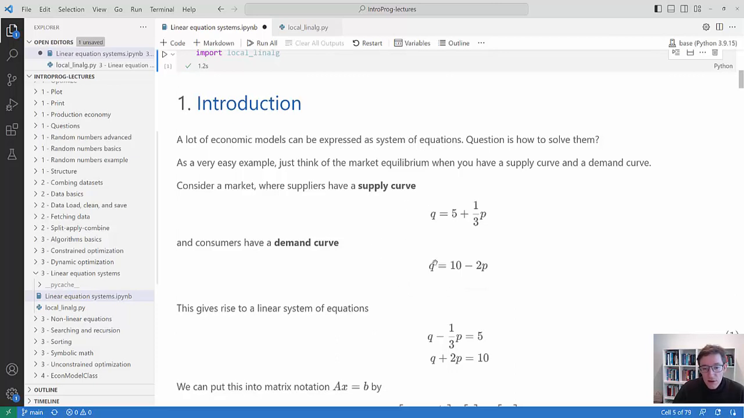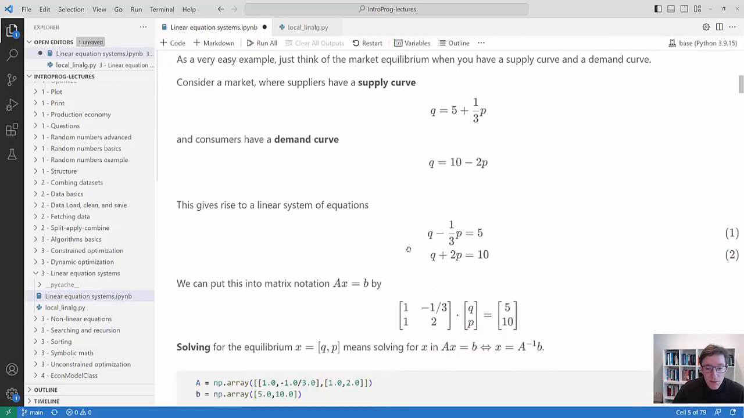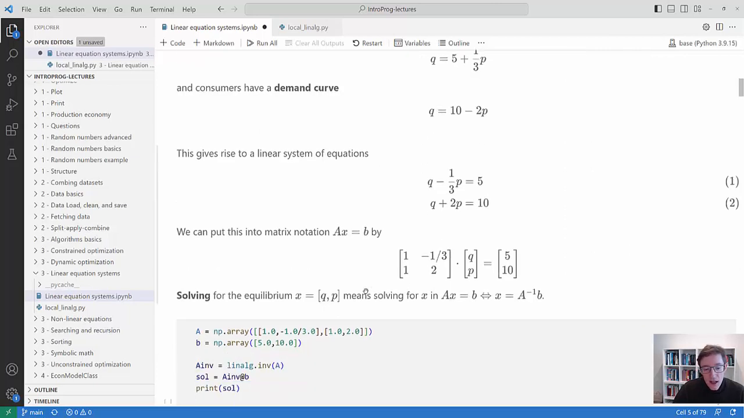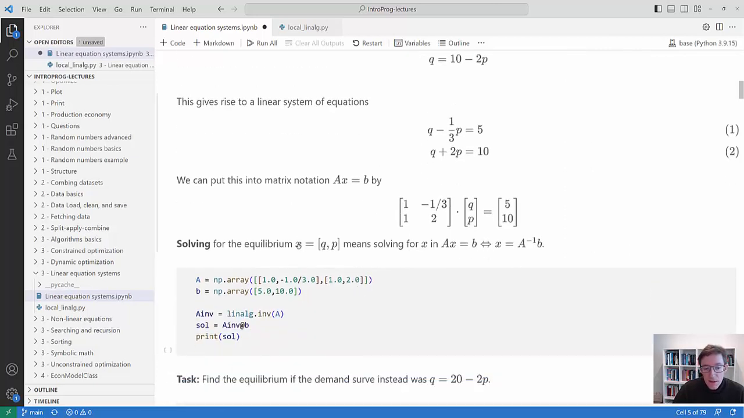We can think about these two equations as an equation system. They must be fulfilled at once, so we can write them up as two equations, or we can write them up in matrix form. So there's an equation in X, and there's a matrix A, and there is a right-hand side that's B. And solving for the equilibrium simply means solving for this X, and we can do that simply by looking at our equation, taking the inverse of the A matrix and multiplying it with B.